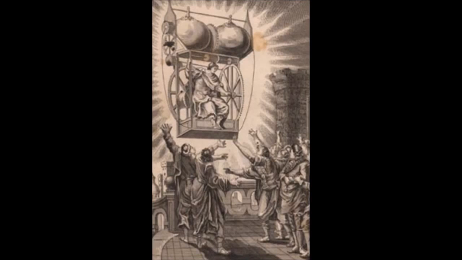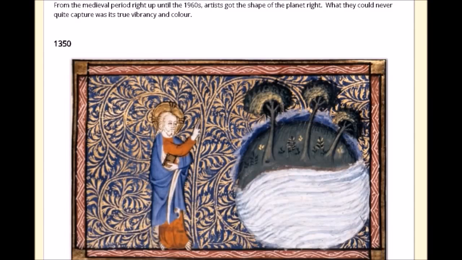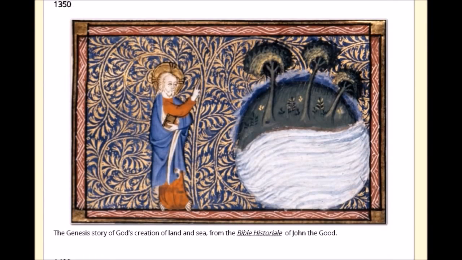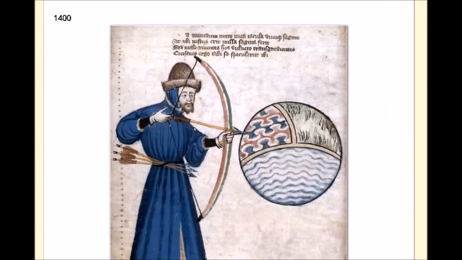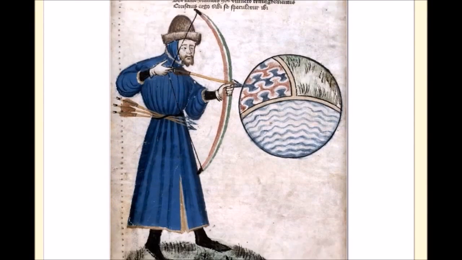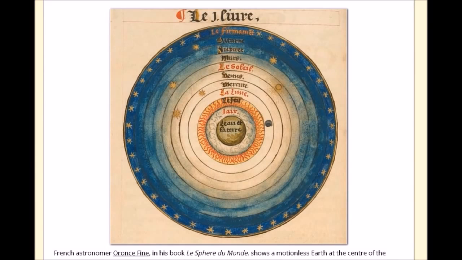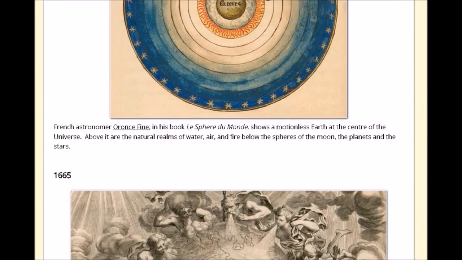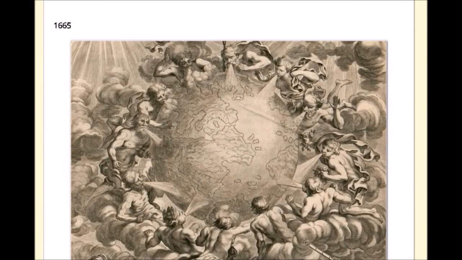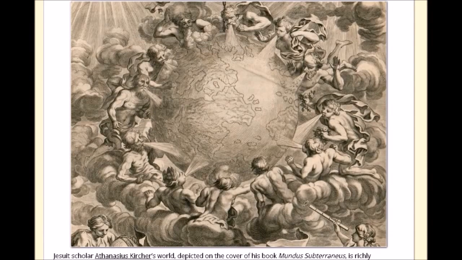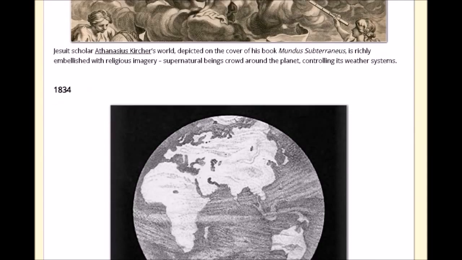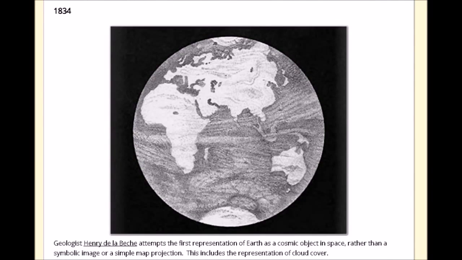And you can see they start in 1350 with this Genesis story picture, and then you have the 1400 guy with an arrow shoots the earth, which is the elements. And then the 1542, which interestingly enough has the earth in the center of the universe with the realms of water, air, and fire below the spheres of the moon, planets, and stars. So that one's kind of interesting as well. And then 1665, you have the Jesuit creation there, and the Jesuits get busy, I suppose. And then 1834, this one's also interesting. Geologist attempts the first representation of Earth as a cosmic object in space.